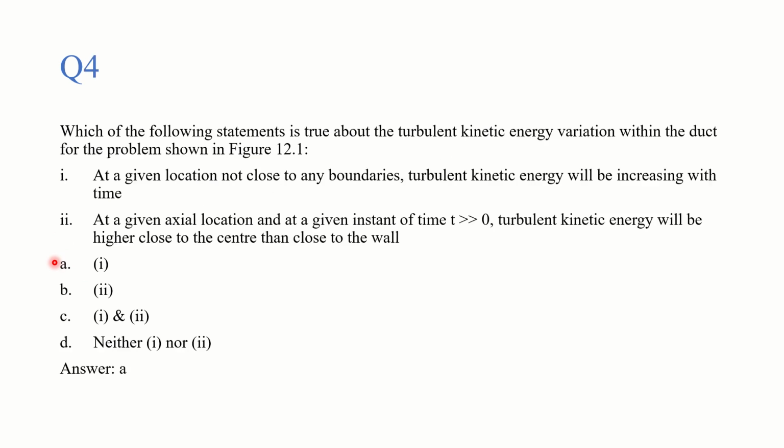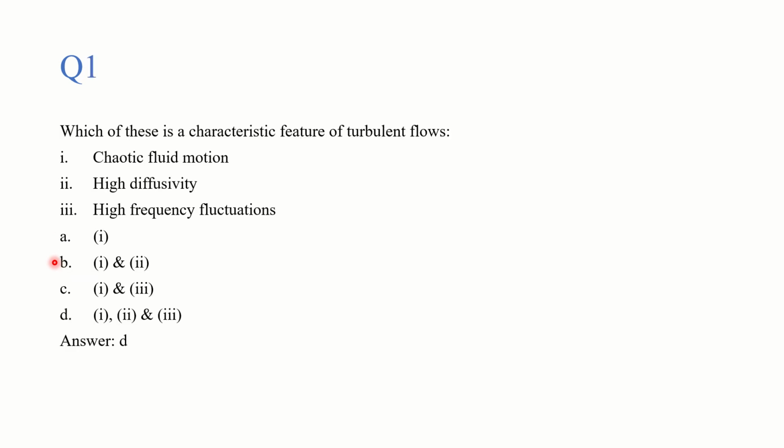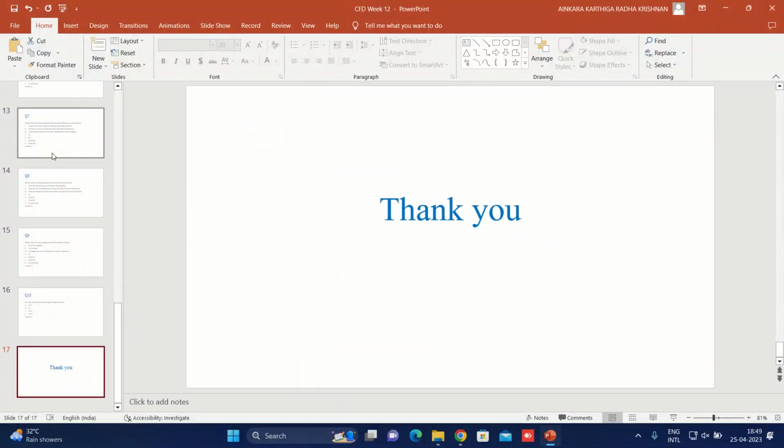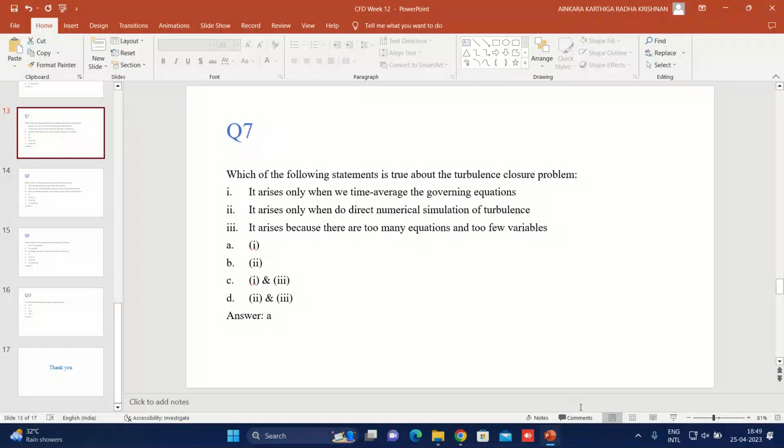I mean, we solved a similar problem in non-graded assignment 1, where we saw which of the following are the characteristic features of turbulent flows: chaotic fluid motion, high diffusivity, high frequency fluctuations. The answer is option 3, option D, that is all three statements are right. Chaotic fluid motion, high diffusivity, high frequency fluctuations, which is what we saw again here.